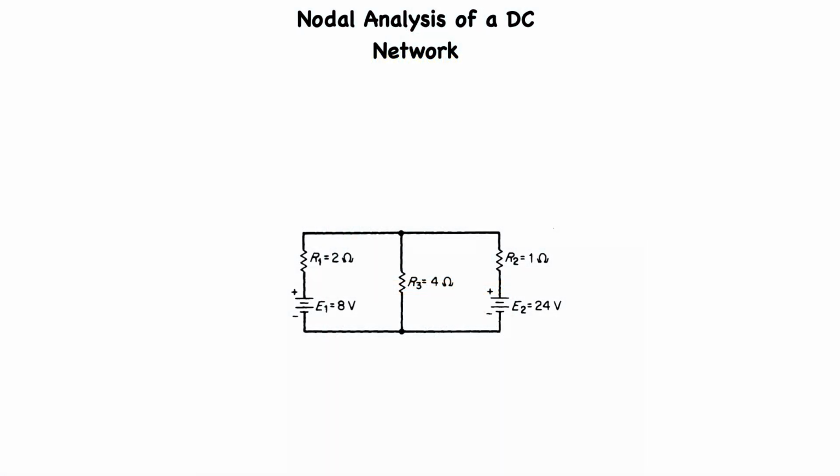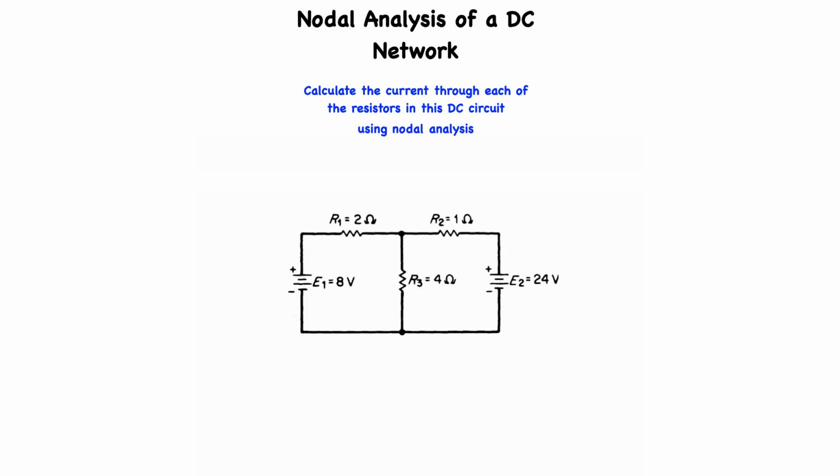In this problem, we are going to calculate the current through each of the resistors in this DC circuit using nodal analysis or the branch current method of solution. I'm going to redraw the circuit slightly now, just to make the nodes more obvious.